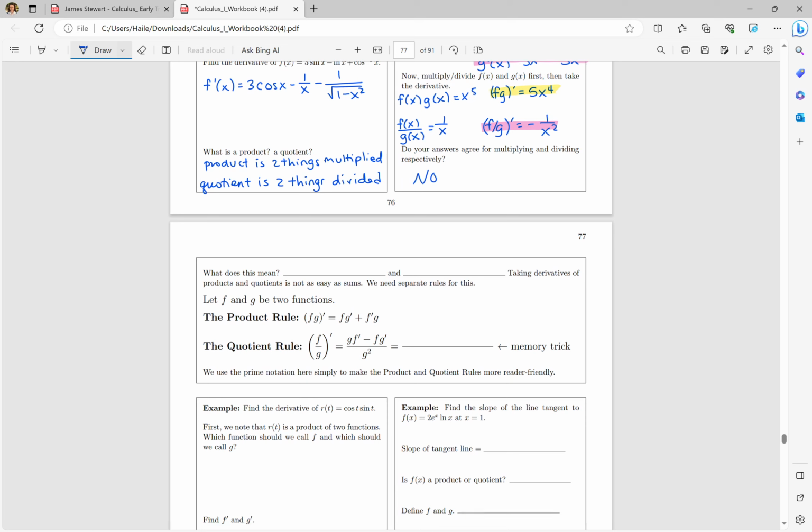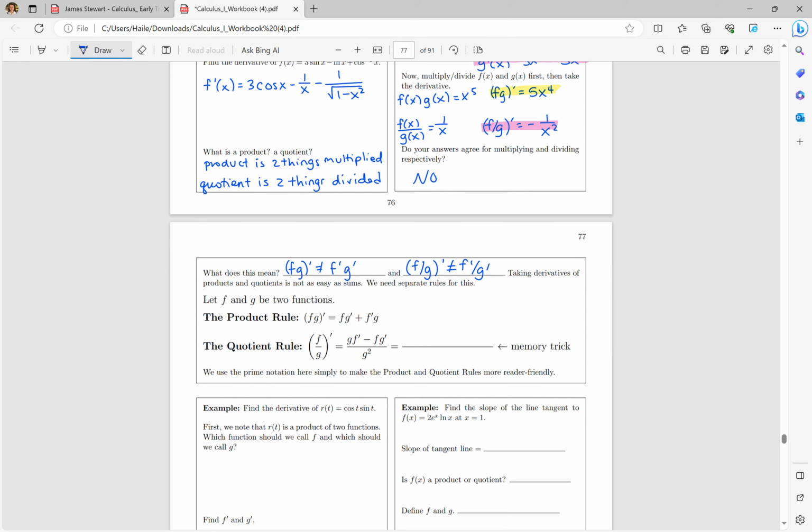So what does this mean? Well, we found that fg prime is not f prime times g prime, and we found that f divided by g prime is not equal to f prime divided by g prime. So we figured out that these are not going to be as easy as when we did sums and constant multiples. So we're going to need two separate rules for this.